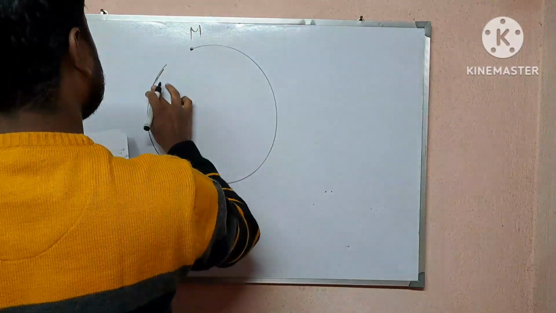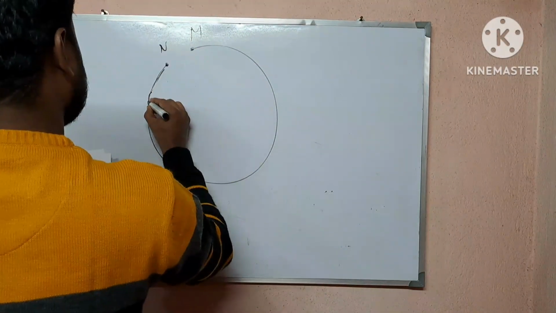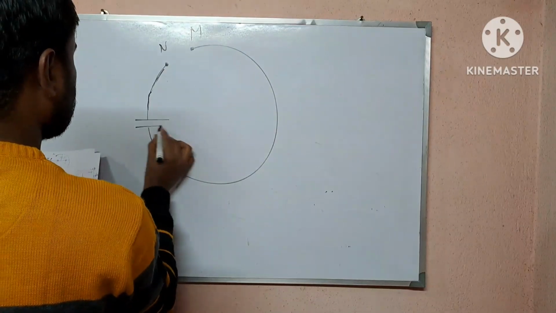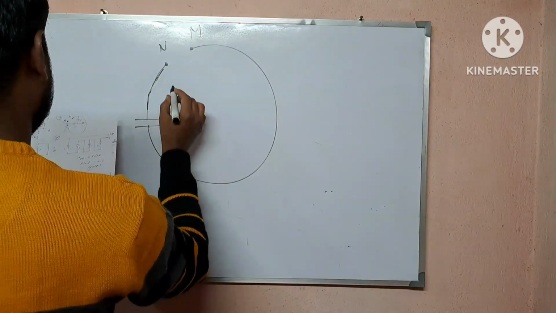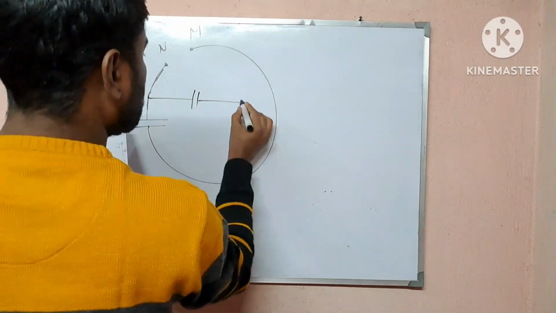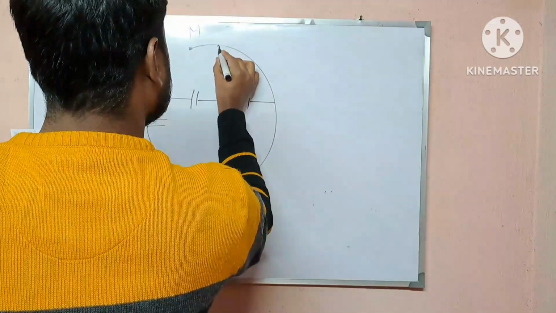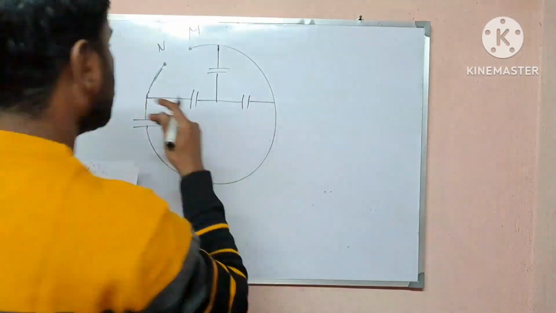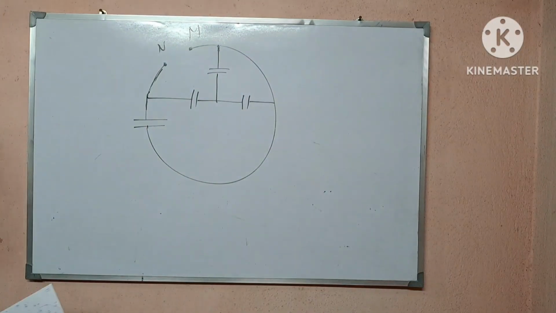Let's say this is point M and this is point N. So one capacitor is connected. This is C, and from that point, this is also C. This is also C. That one is also C. The capacitance of all those capacitors is C. You have to find the equivalent capacitance between the points M and N.